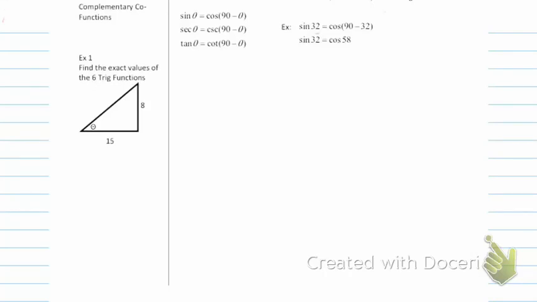Hi guys, so I'm talking about complementary cofunctions. For sine, the complementary cofunction of sine is cosine. And for tangent, the complementary cofunction of tangent is cotangent.